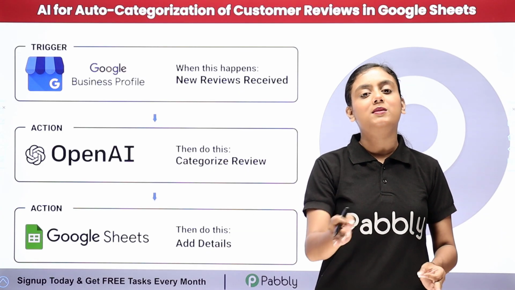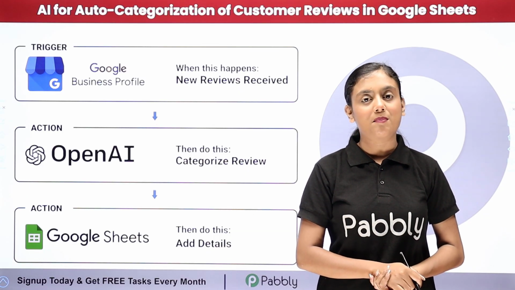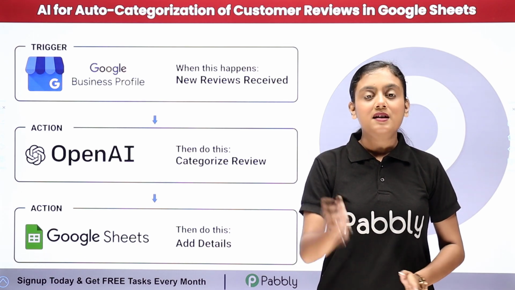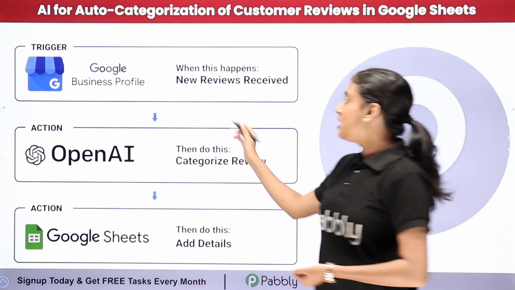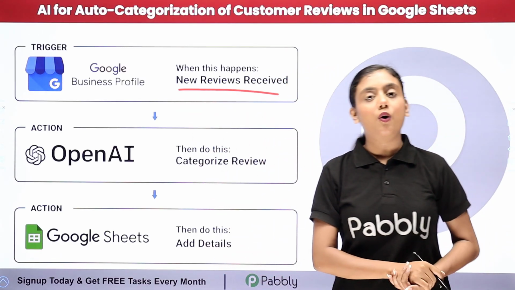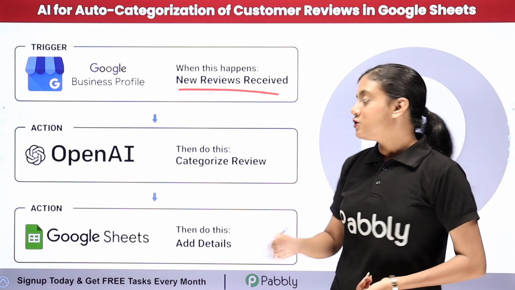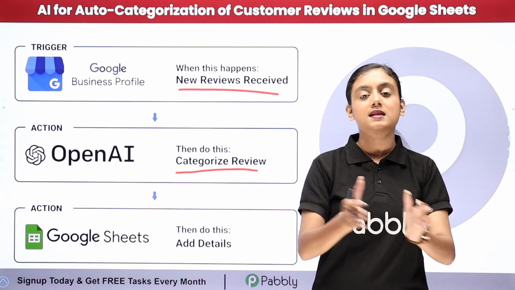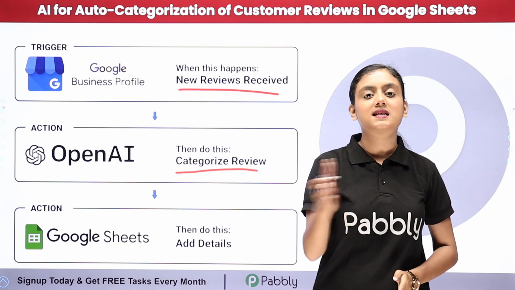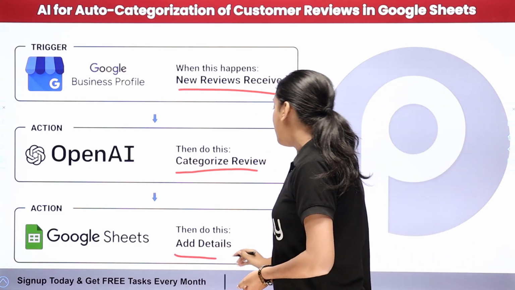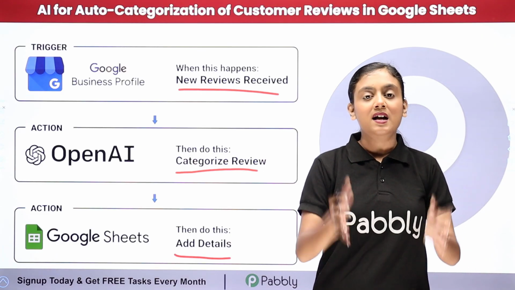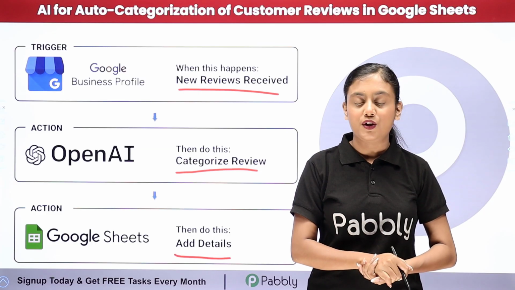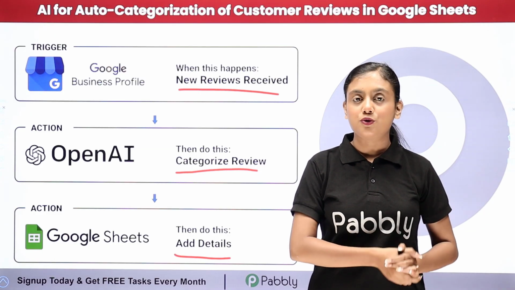So, to solve this problem, I have created an AI agent using Pabbly Connect without writing a single line of code. Yes. So now as I've created this AI agent, whenever I receive a new review on my Google business profile, automatically an AI agent is going to categorize the review, and then to create a systematic record of the category as well as the review details, I'm going to add all the details in my Google Sheets. So now if you want to learn how to create this amazing AI agent for yourself, for your business, then let me take you to my screen.